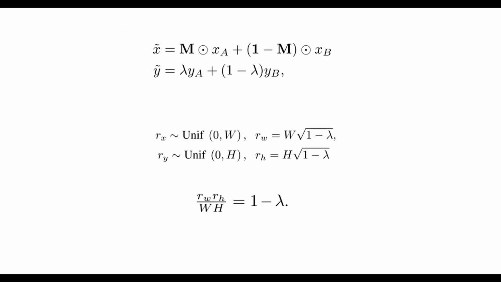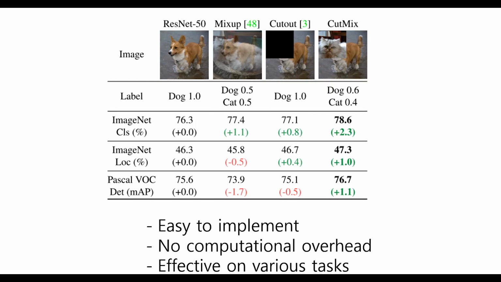Now let's generalize. Let's say the images are X, the dog is A, and the cat is B. The label is expressed by the formula. The size of the patch is randomly selected based on the uniform distribution. This table is from the paper. Compared to baseline performance, this figure shows the performance of various approaches. As you can see, Cutmix performs well for various tasks.